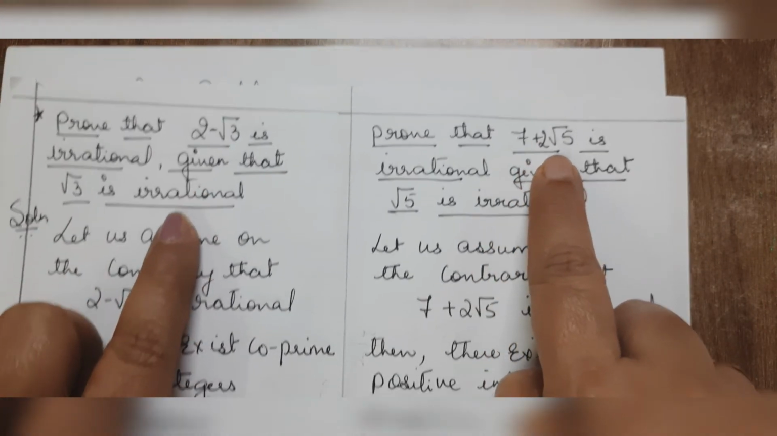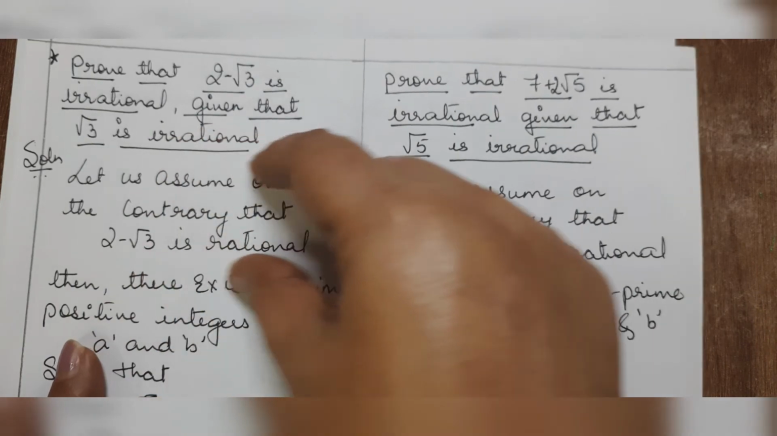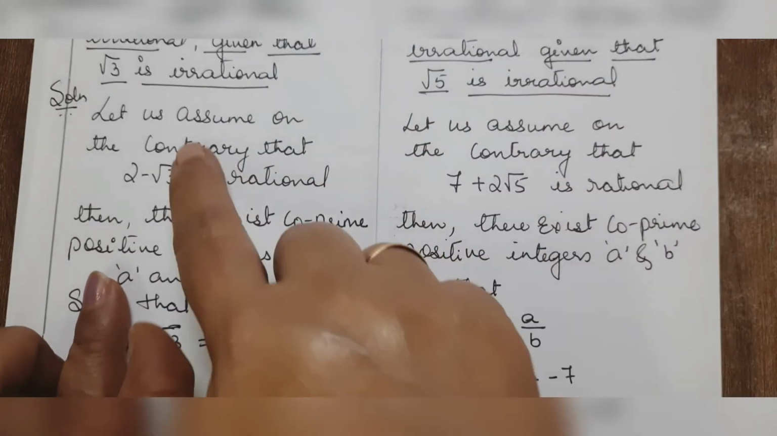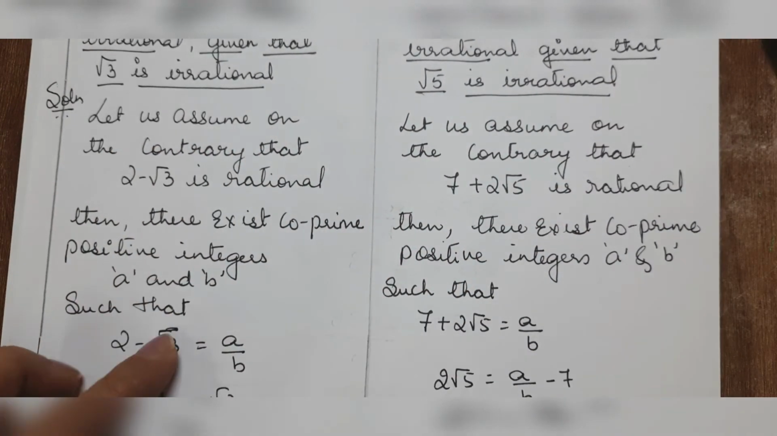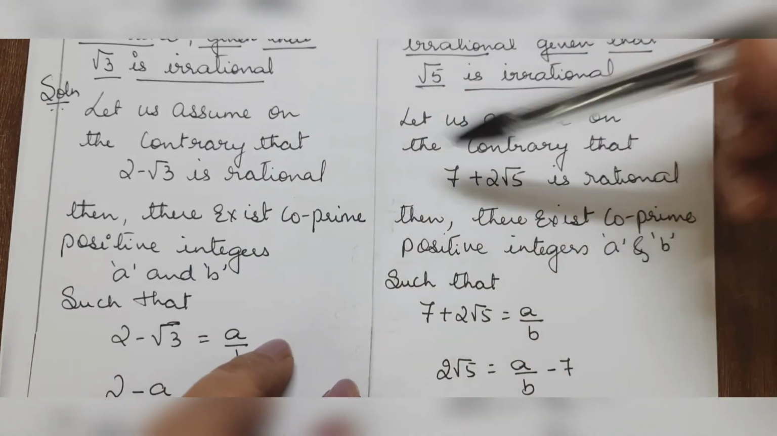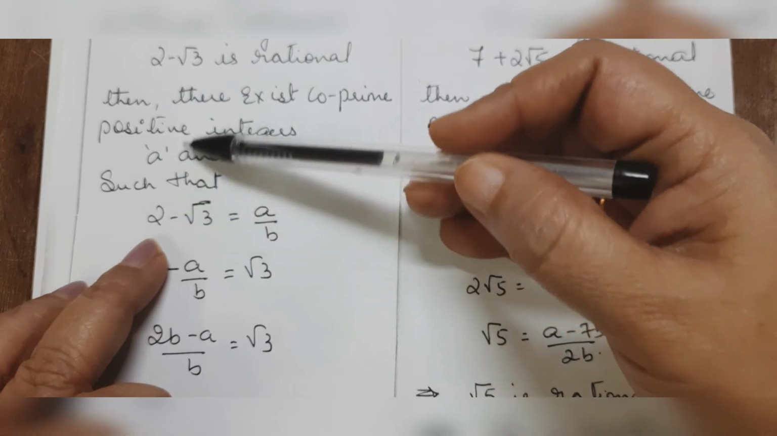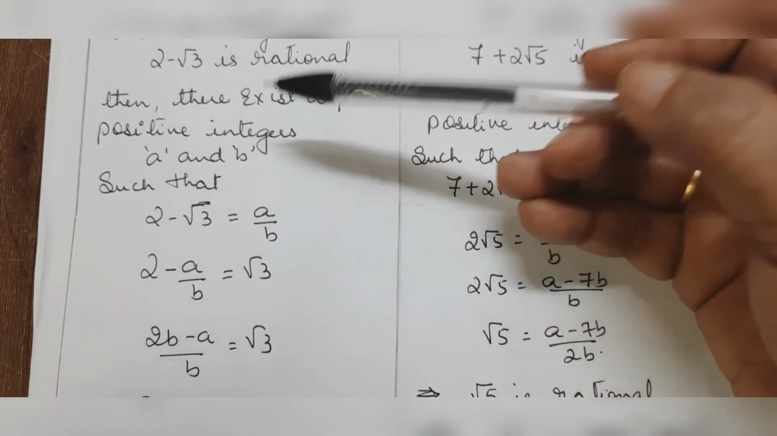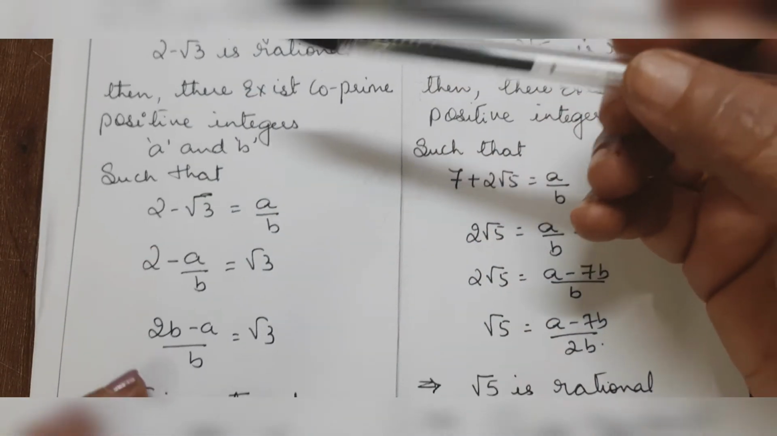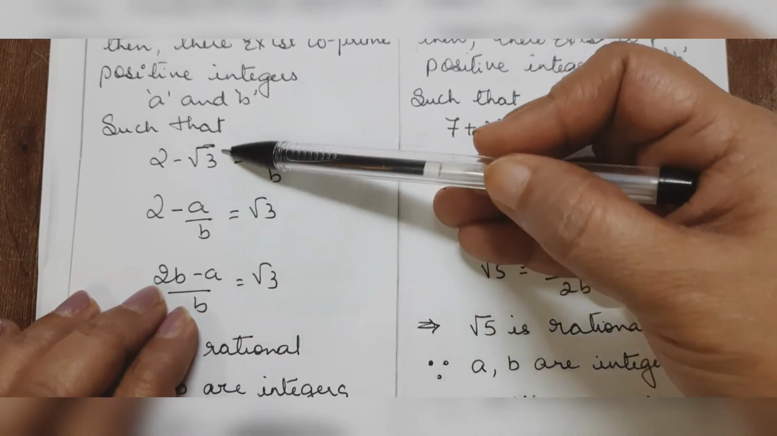7 plus 2 root 2, 2 root 5. The first part remains the same. Let us assume to the contrary that 2 minus root 3 is rational. Let us assume the same thing. Here in this part, there exist co-prime A and B. You can take P and Q, anything. Here comes your little bit of working.